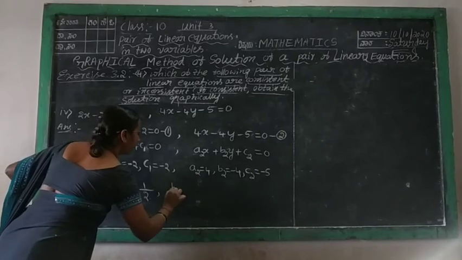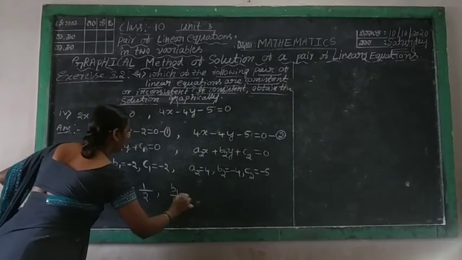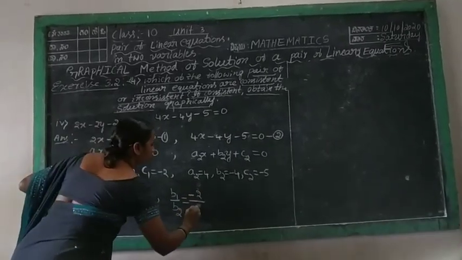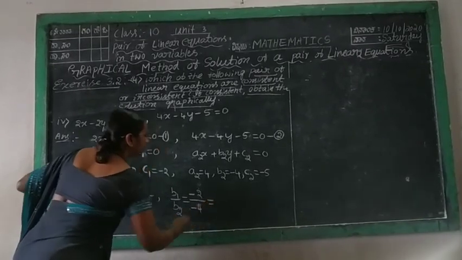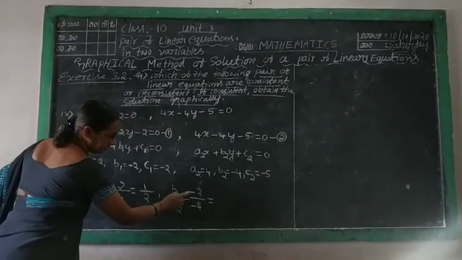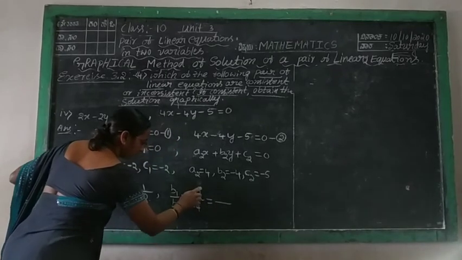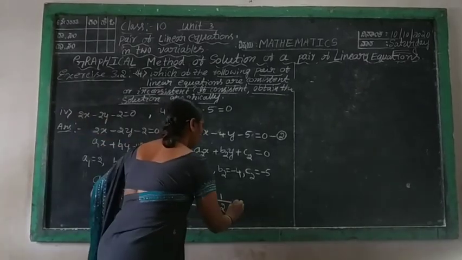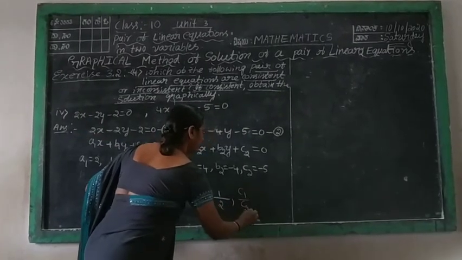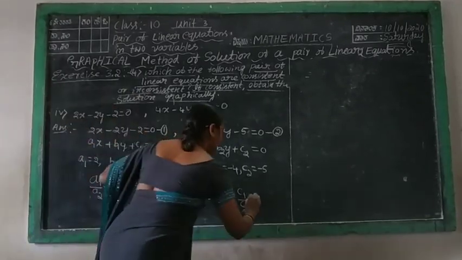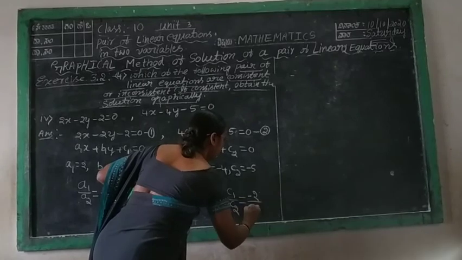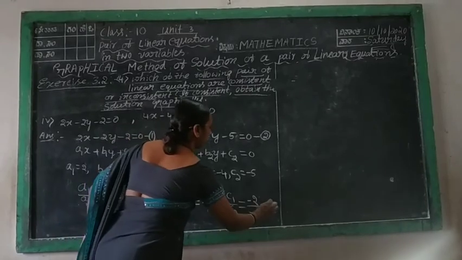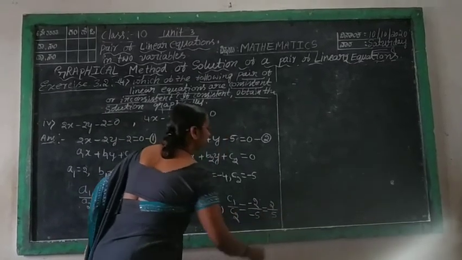Then the ratio b1 by b2 is b1 is minus 2, b2 is minus 4. Multiplying the signs first, it will be plus, then 2 ones are 2, 2 twos are 4, so 1 by 2. Then the ratio c1 by c2, c1 is minus 2, c2 is minus 5. Multiplying the signs, it reduces to plus 2 by 5.